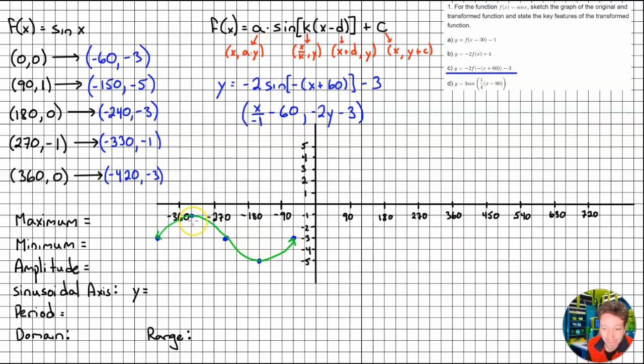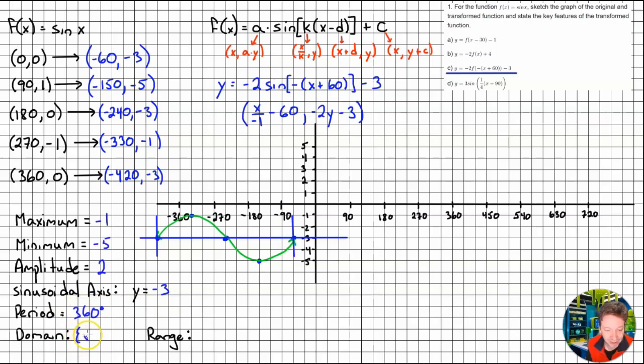So it looks like we have a maximum at negative 1, a minimum at negative 5. So we find the difference between those. So that's 4 and divide by 2. So we have an amplitude of 2. Our equation for the sinusoidal axis is going to be y equals negative 3. Our period looks like we're going from negative 420 to negative 60. So that's still a period of 360.